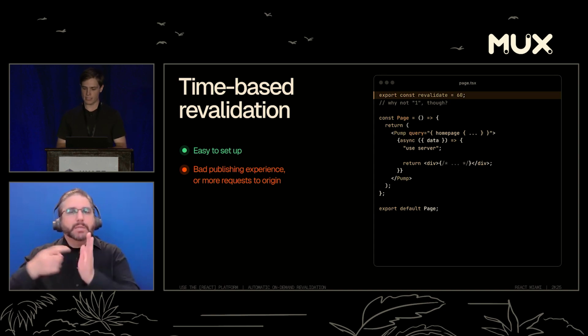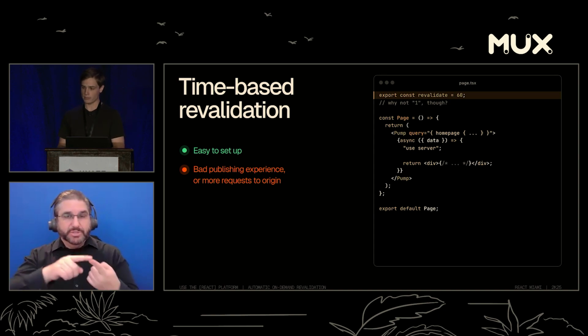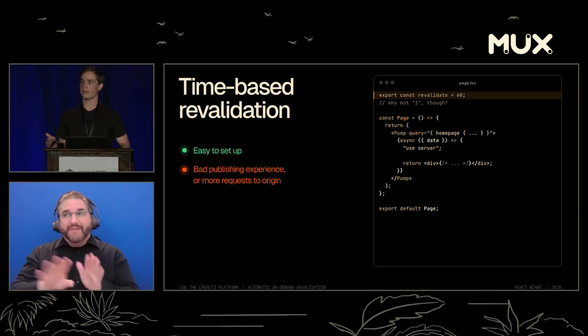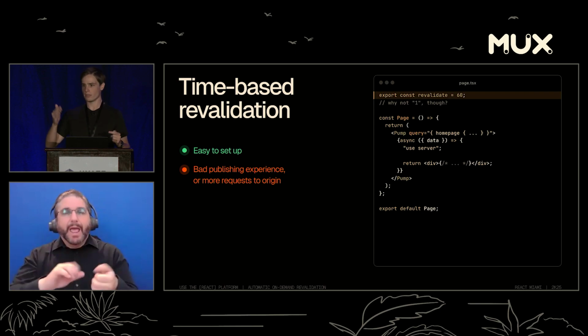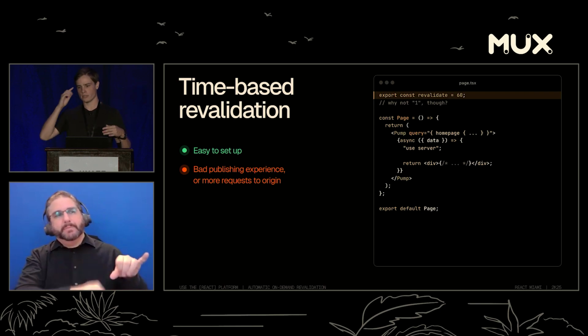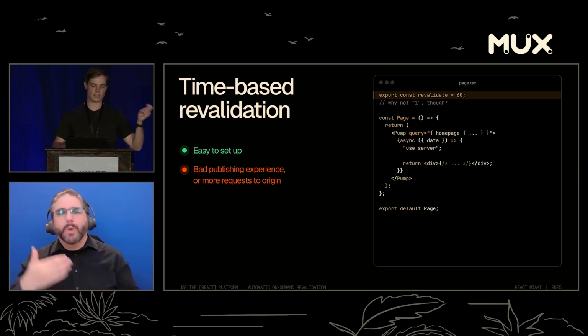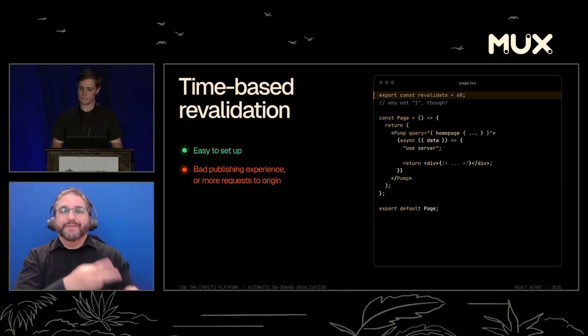Time-based revalidation is super easy to set up. The dev just settles on a number that will define for how long that data will be stale, or actually the interval into which the data will be refetched and revalidated.